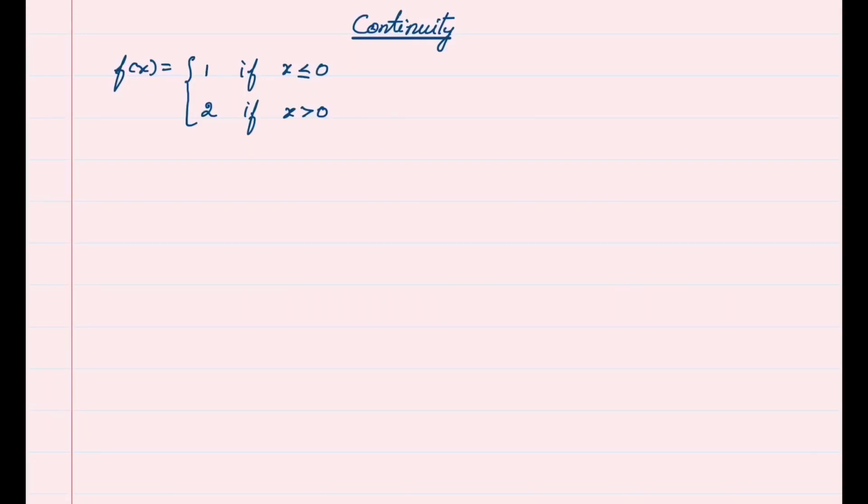Before we learn the definition of continuity, let us see the graphs of a few functions. Let us consider the function f of x, defined as 1 if x is less than or equal to 0 and 2 if x is greater than 0. For x less than or equal to 0, f of x is a constant function 1, and for x greater than 0, it is a constant function 2.